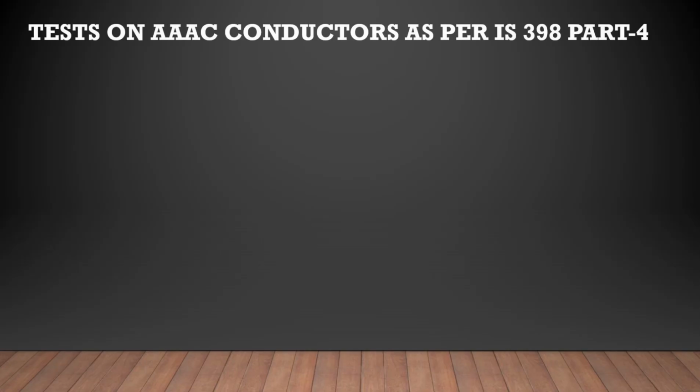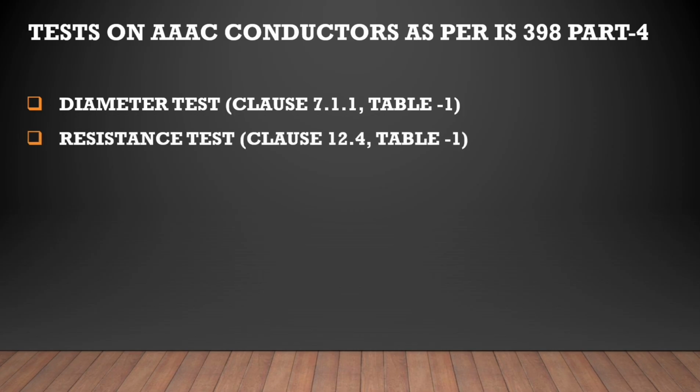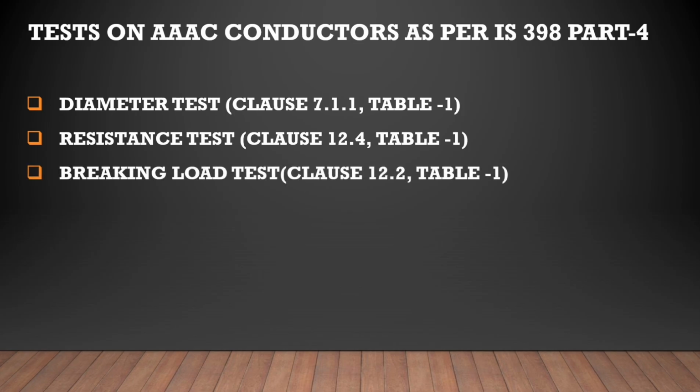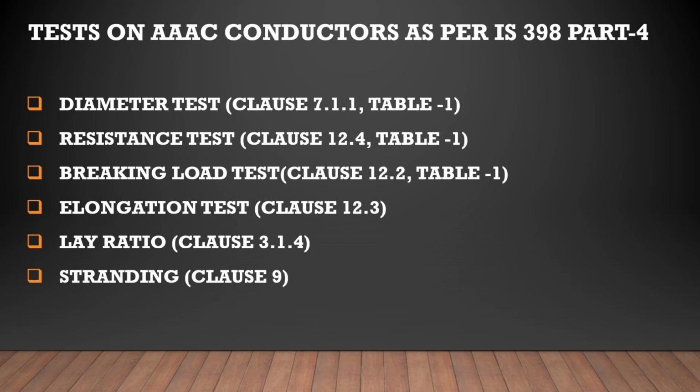The following tests on aluminum alloy stranded conductors will be demonstrated one by one. Diameter test as per IS 398 Part 4, Class 7.1.1, Table 1. Resistance test as per Class 12.4, Table 1. Breaking load test as per Class 12.2, Table 1. Elongation test as per Class 12.3. Lay ratio as per Class 3.1.4. Stranding as per Class 9.